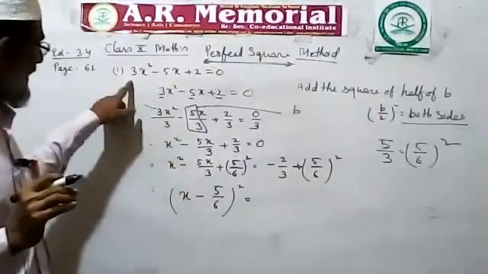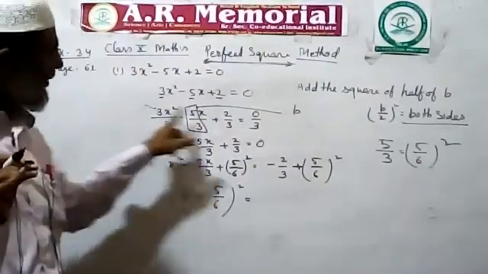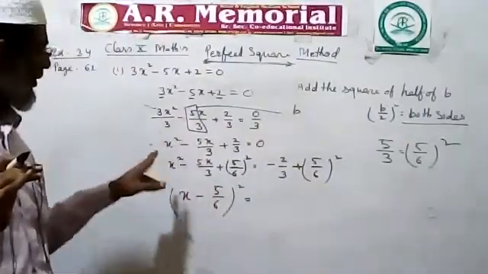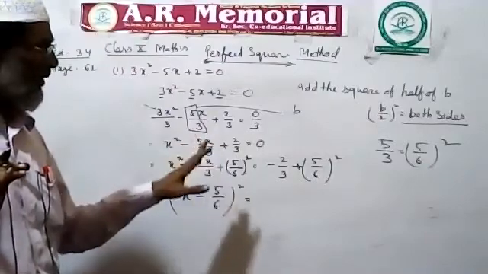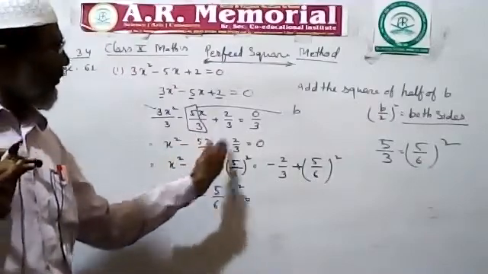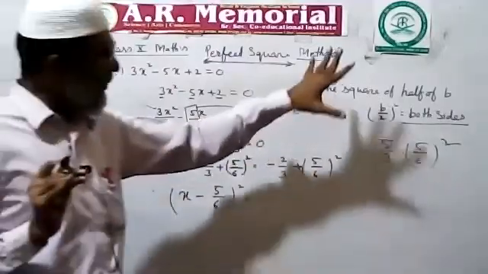Yes, coefficient A, I don't need it in this, so the entire equation is divided by 3. So my result is here: x square minus 5 upon 3 x plus 2 upon 3. The numerical term goes to that side, so the sign will be changed. Now the total explanation is there.